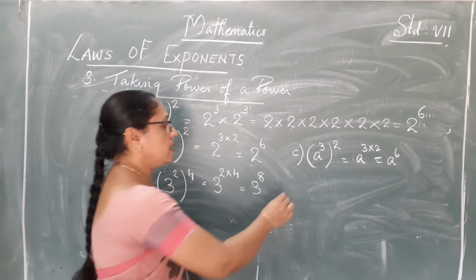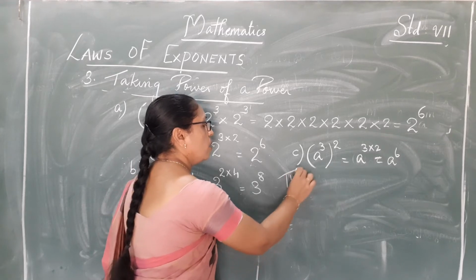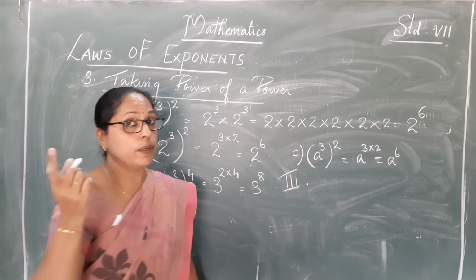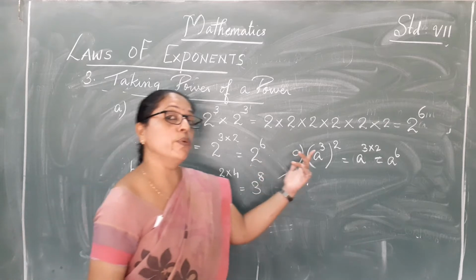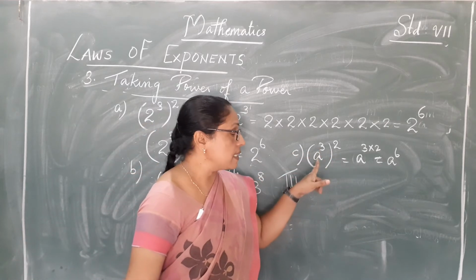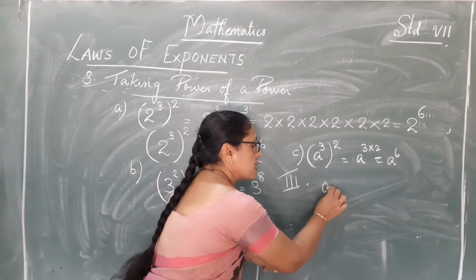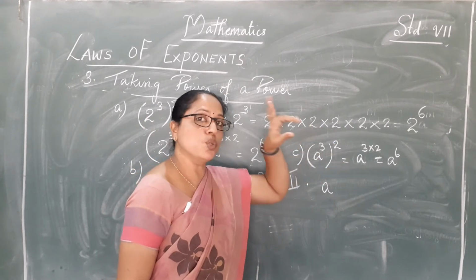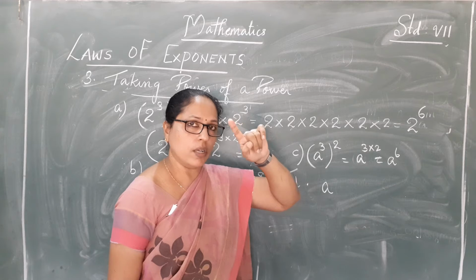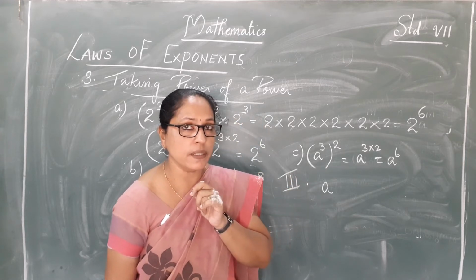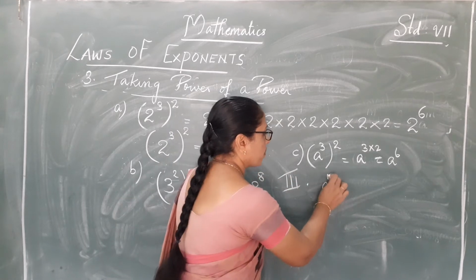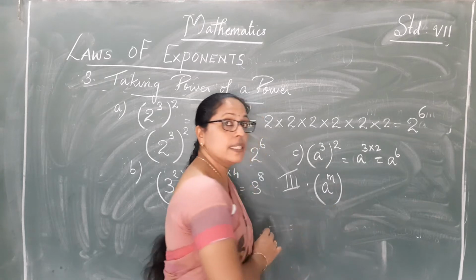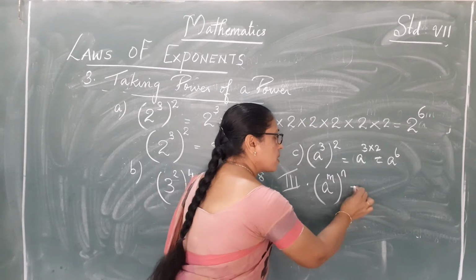So how can you put it in the general way? Come on, you are going to say how to put this in the general way. There is a base that you can take as a. There is a power, then again a power. So 2 powers you have to introduce. First power, what do you give as the letter? Yes, m. And second power, what letter? n. So what's the answer?